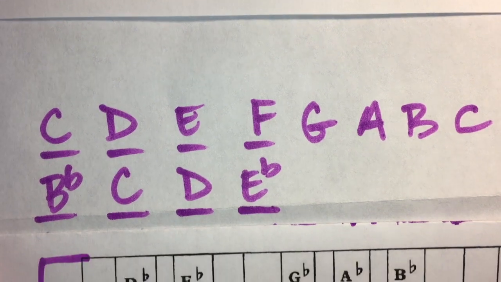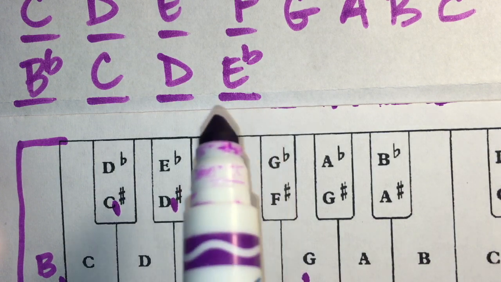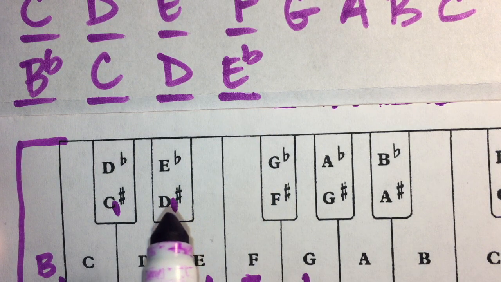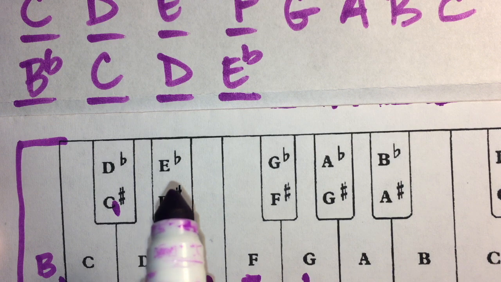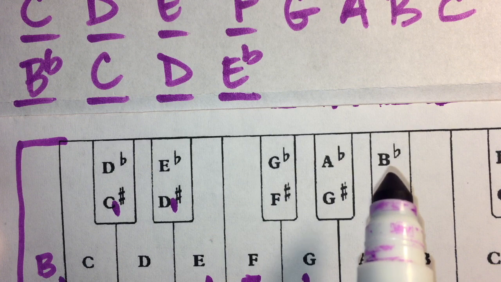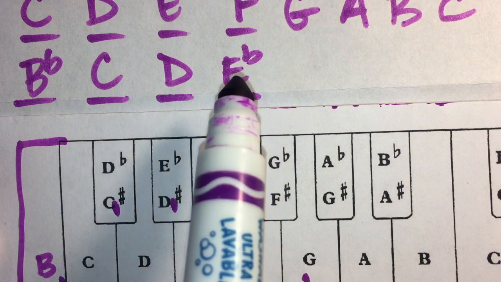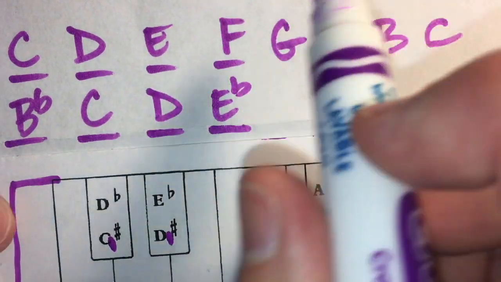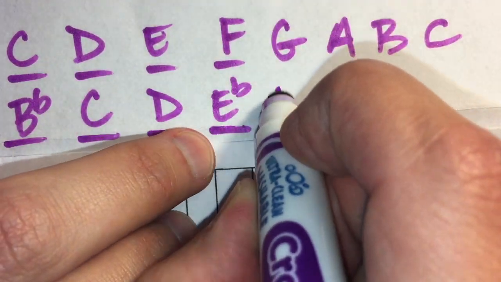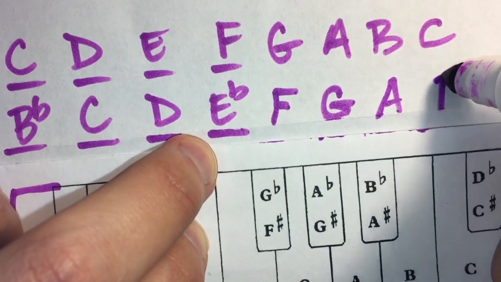Let's try B flat. We already have the B flat tetrascale. We ended on E flat. We need a whole step up from E flat to start our next tetrascale. E flat to F is a whole step. Now we need an F tetrascale. F, G, A, B flat. It has to be B flat and not A sharp because it has to match the first note. And we're using flats anyway. So B flat, C, D, E flat, F, G, A, B flat.